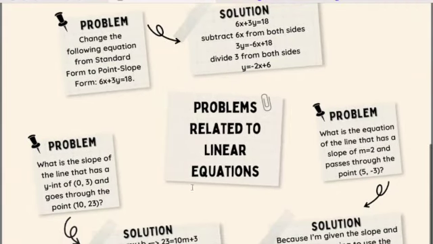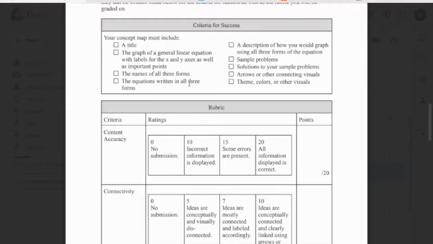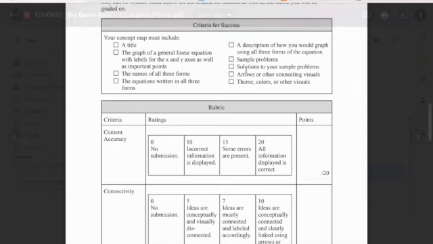Then I also want you to include some problems related to linear equations. So get creative with your problems, kind of look at the ones that we've already gone over. On your concept map, I want you to include a title, the graph of the linear equation, the names of all three forms and their equations, a description of how you would graph it when it's in that form, some sample problems, solutions to your sample problems, and then, like I said, try to choose a concept map that has like arrows or other connections. Make sure you play around with the themes, the colors, and other visuals just to kind of liven it up.